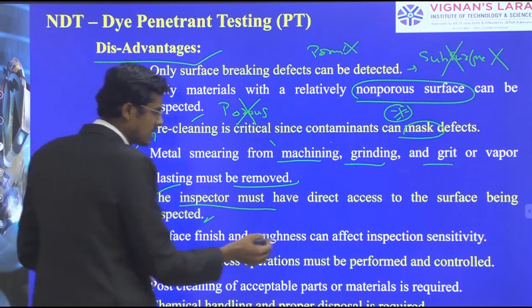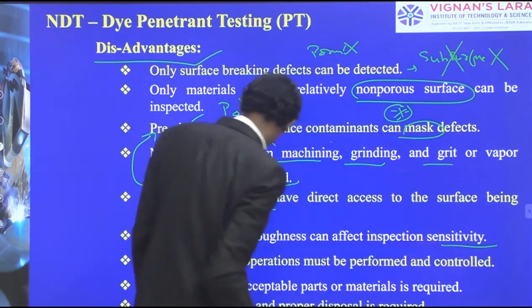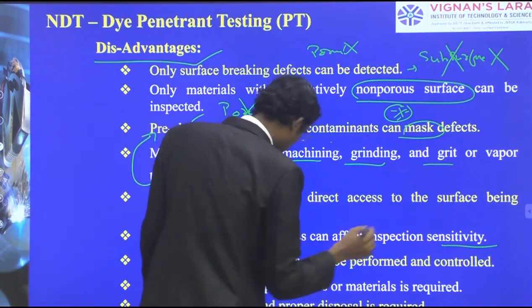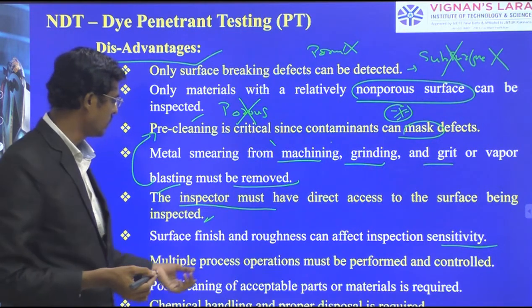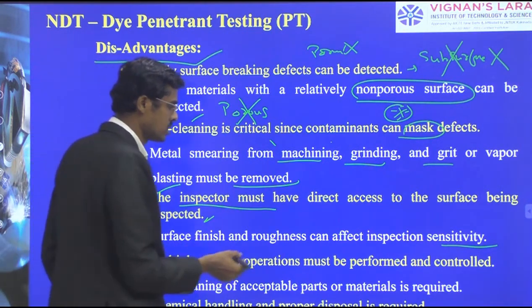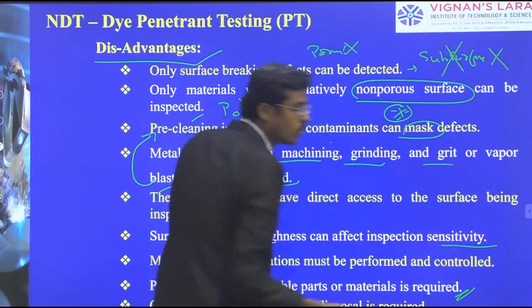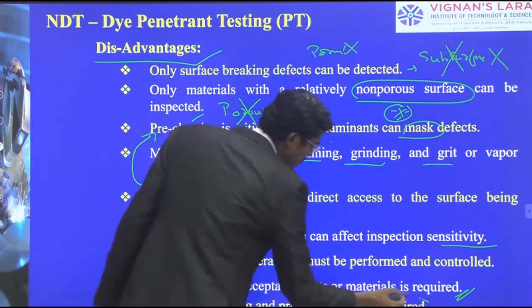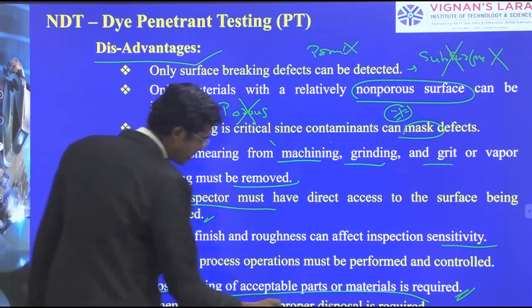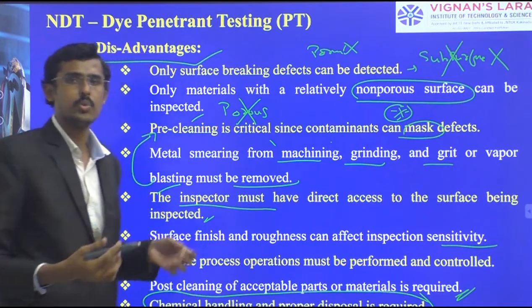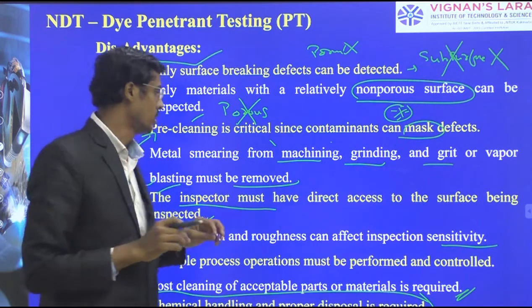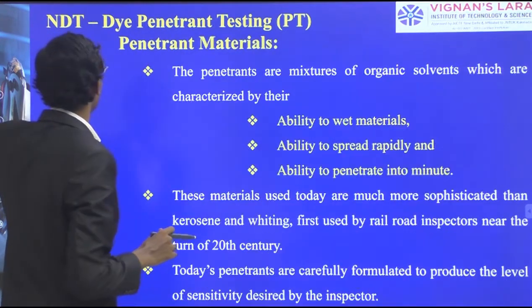Surface finish and roughness can affect inspection sensitivity. The multiple process operations must be performed and controlled. Yes, the post-cleaning of acceptable parts or materials is required here. At last, chemical handling and proper disposal is required, because we are using some penetrants and developers which belong to the chemical category. Disposal of this is required, for pre-cleaning and post-cleaning. Therefore, these are some of the disadvantages we have to concentrate on.